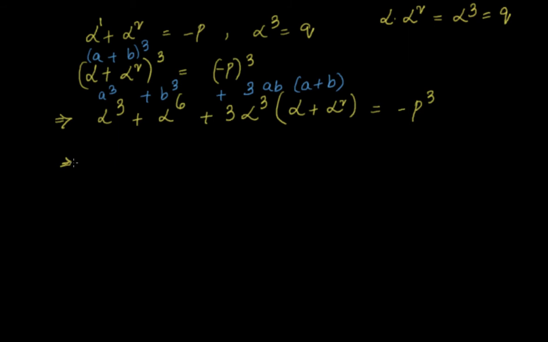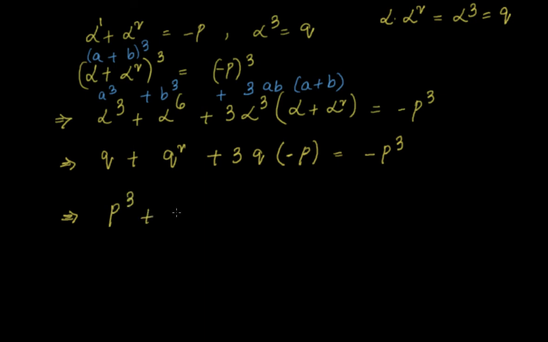Now let's simplify this. We will get alpha cube plus alpha power 6 plus, we did that already. We can directly go ahead and substitute them now. We know what the alpha cube value is. Alpha cube is nothing but equal to q. So we can substitute q here, plus q square plus 3 into q into alpha plus alpha square, which is minus p, is equal to minus p cube. So let's get everything to one side. It will become p cube plus q minus 3qp plus q square is equal to 0.